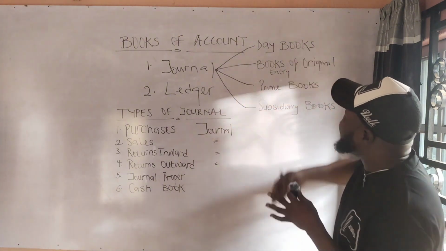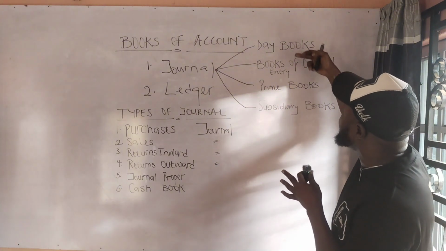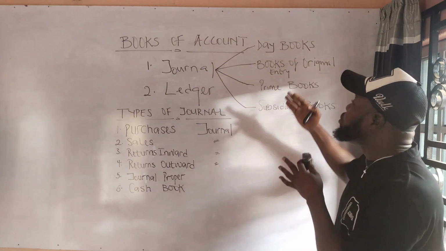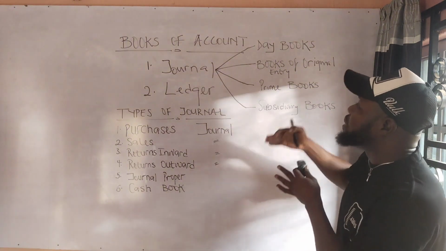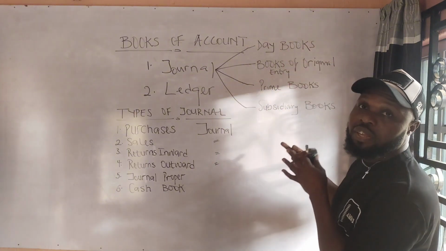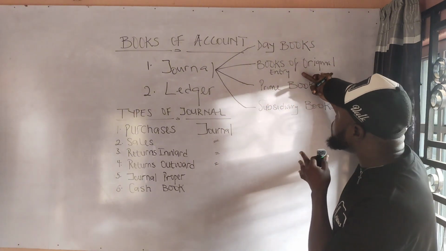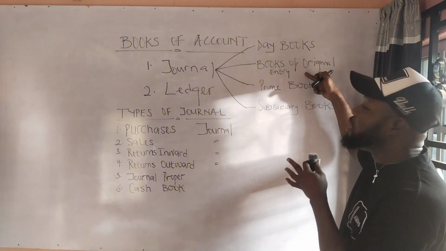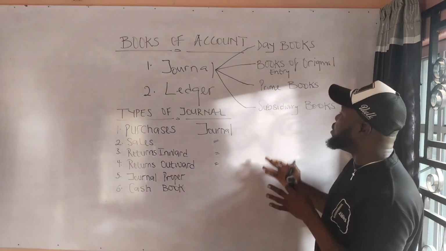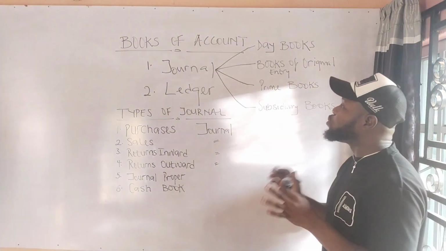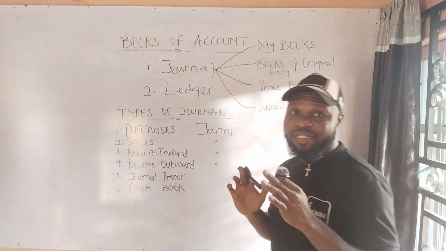So anytime or anywhere you see all these names mentioned in accounts, just know that they are being referred to as journal. So journal is also the same thing as daybook. It is also the same thing as books of original entry. They also call it prime books, and in some textbooks they call it subsidiary books. So journal is as simple as that.